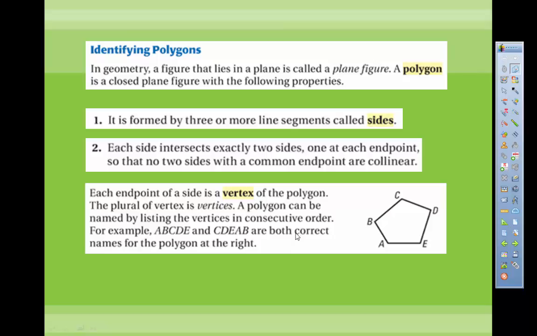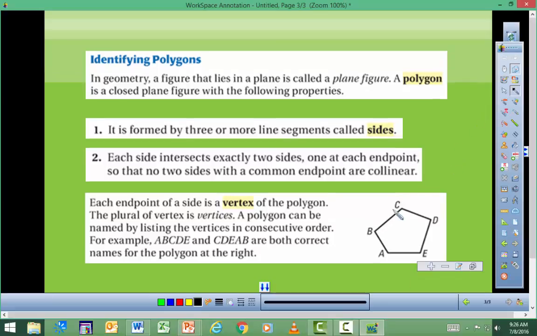Oh, one other thing, we have certain pieces of the polygon. This one has 5 sides, so we're going to find out later on that this is called a pentagon. But each one of these is called a side, and each corner point is called a vertex.